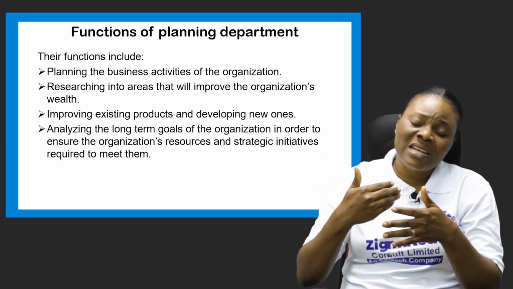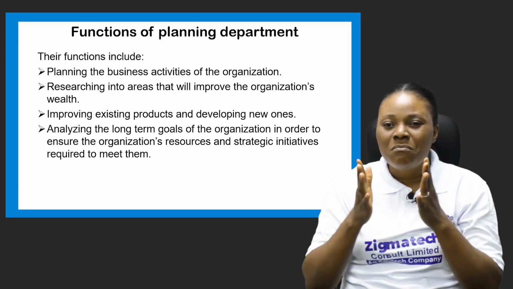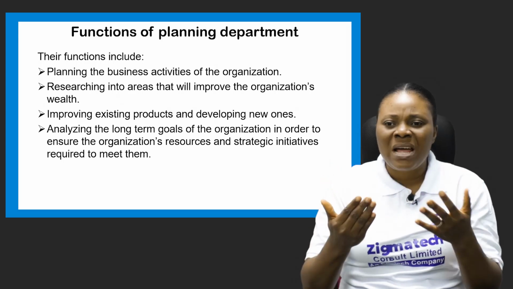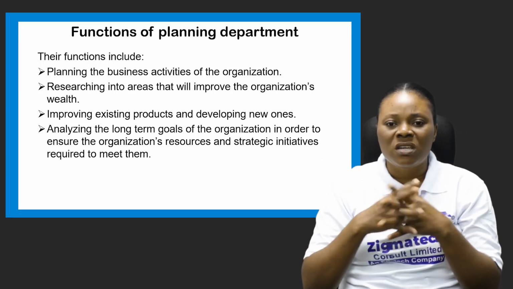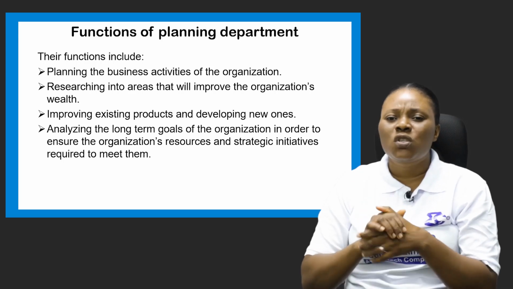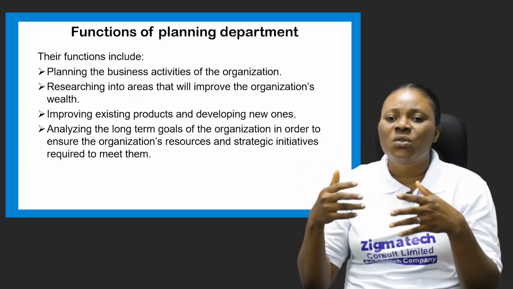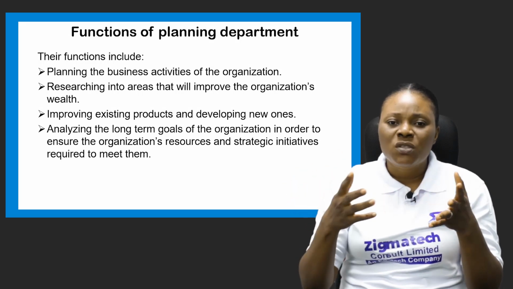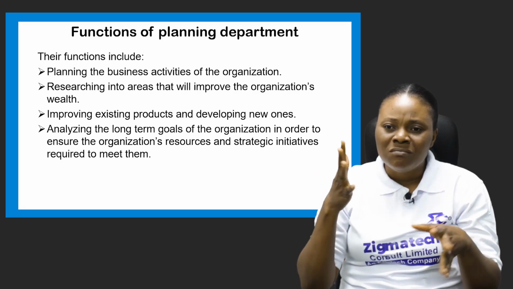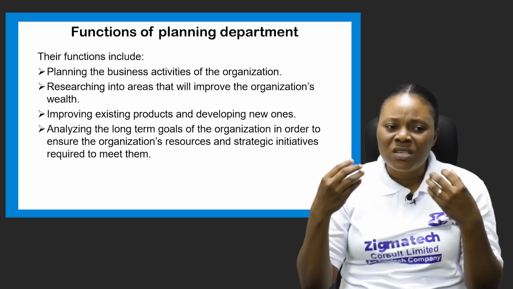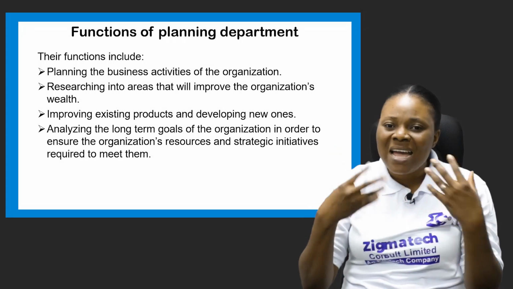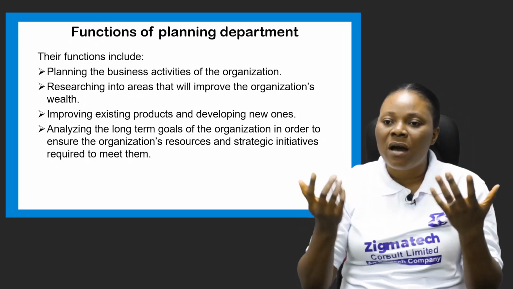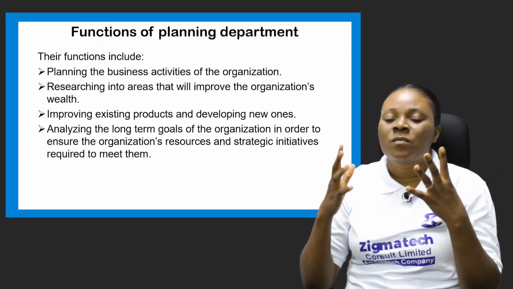They bring out laid down rules and procedures that can make the business to do what? To function properly. They plan on how the goals of the organization can be achieved. They also go into research. They research into areas that will improve the organization's wealth. They go into research, they plan, they diversify, they think, they brainstorm, they come together and think of ideas that the business can use to do what? To improve the wealth, the resources of the organization.